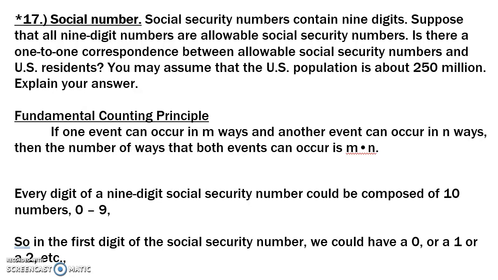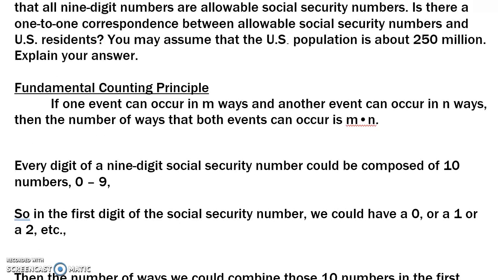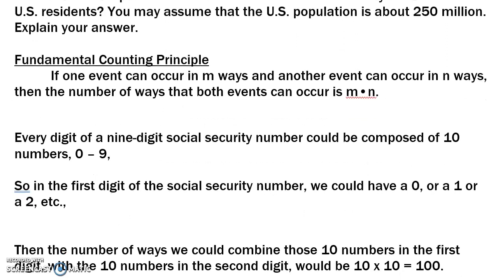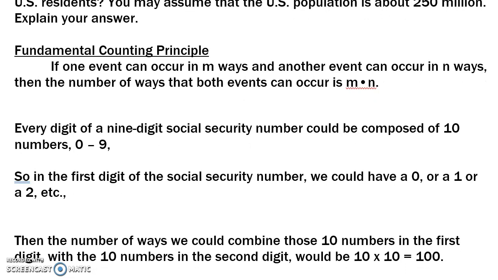So in the first digit of the Social Security number, we could have a 0 or a 1 or a 2, etc. And the number of ways that we could combine those 10 digits in the first digit with the 10 numbers in the second digit would be 10 times 10, which is 100. So there are 100 different ways that we could combine the first 2 digits, including numbers like 0 0, 0 1, 0 2.